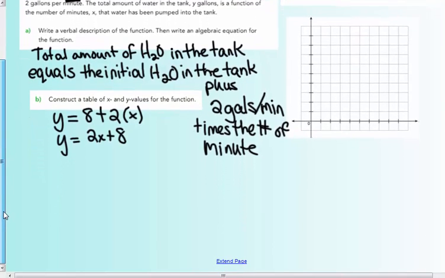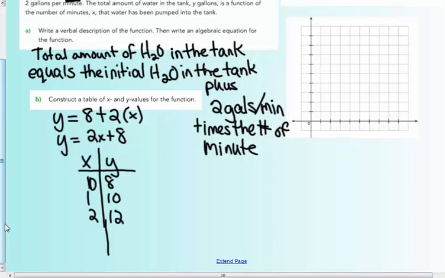Construct a table of x and y values for this function. Well, x is time, right? So can't have negatives. That doesn't make sense. Let's start at time 0. 0, 8. Time 1, so 1 minute, we would have 10 gallons of water. At 2 minutes, we would have 4 plus 8 is 12 gallons of water. At 3 minutes, we would have 14 gallons of water.